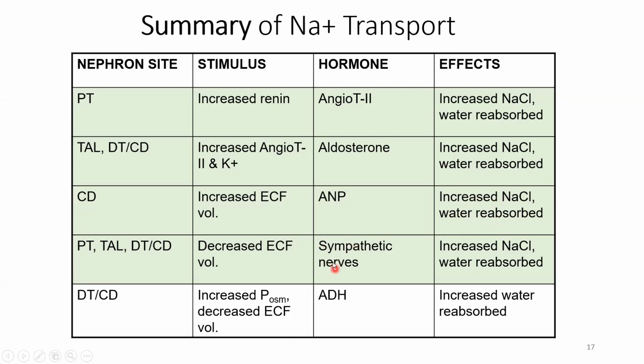Then there are sympathetic nerves. If you remember, I mentioned it under the GFR section as well. The sympathetic nervous system also has an effect not just on GFR but also directly on PCT and the rest of the tubule as well. It's a minor effect, not a major one, and it can affect sodium chloride uptake.